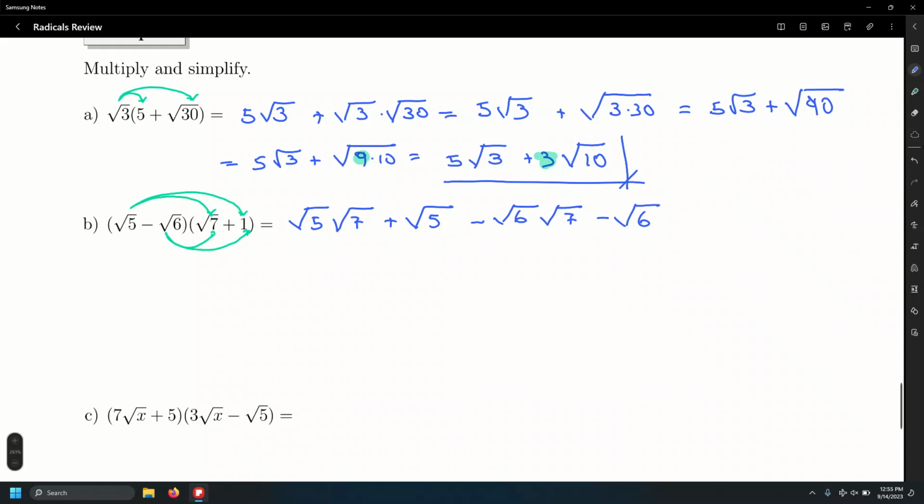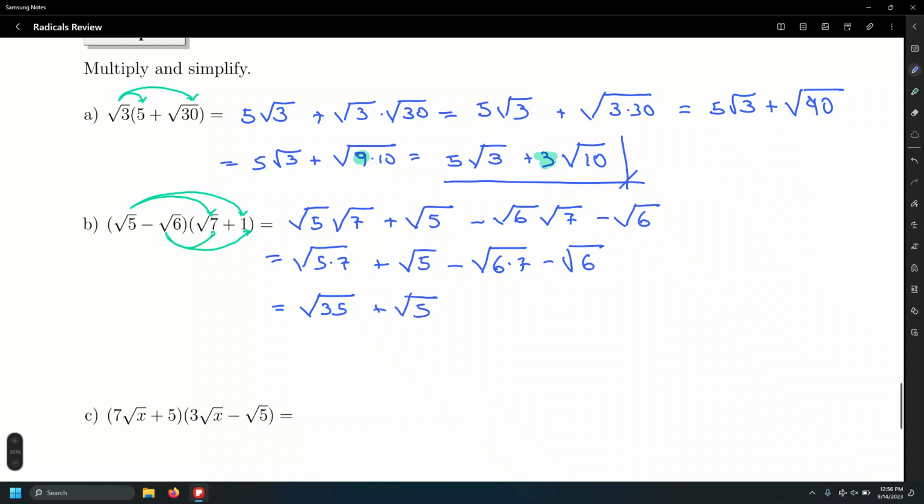Okay, let's see if we can simplify anything by any chance. The product of the radicals gives us the radical of a product, that is the square root of 5 times 7, plus the root of 5, minus the square root of 6 times 7 inside the radical, and then minus the square root of 6. 5 times 7 is in factor form, and we can tell there are no common factors or perfect squares that can be simplified. So this is just the square root of 35, and then plus the square root of 5.